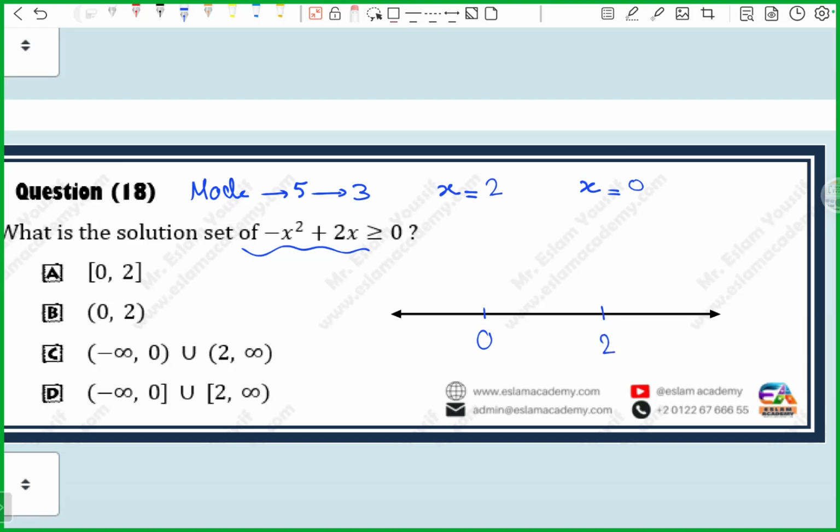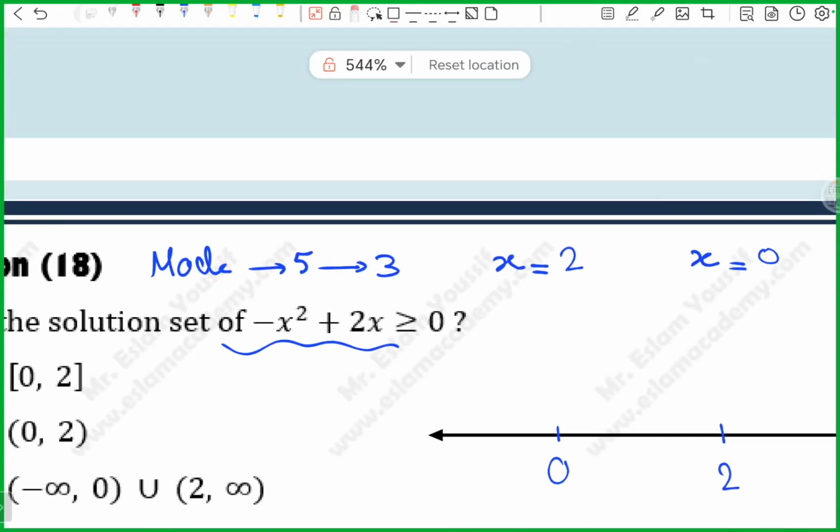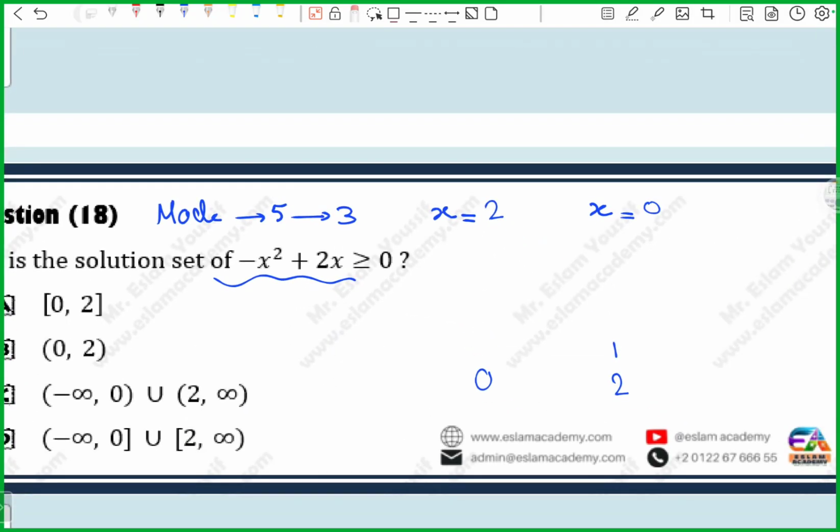2 and 0 will be open or closed. Look at the sign of the inequality. It will be closed. Any problem now? That would be closed. Any problem for that part?